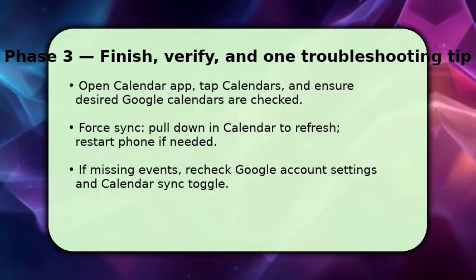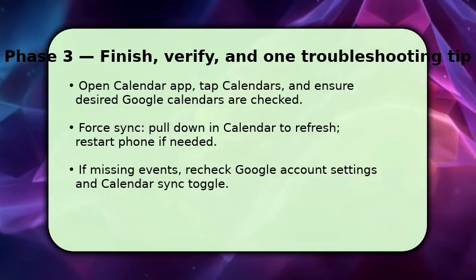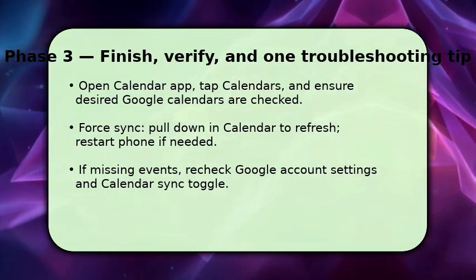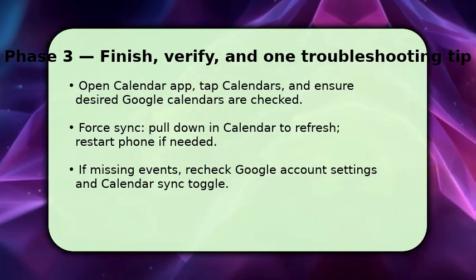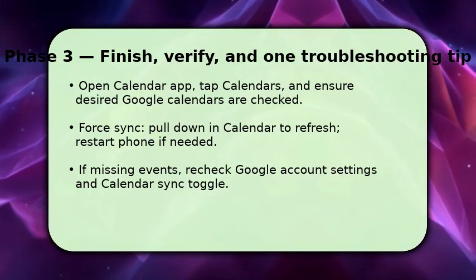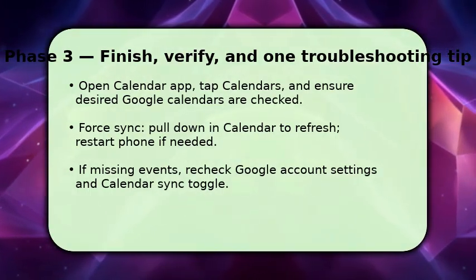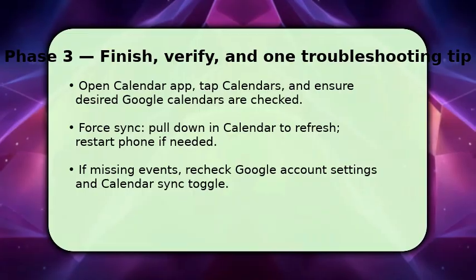That forces a sync. If that fails, toggle the calendar setting off and on in Settings Accounts or restart the phone to clear transient issues. One key troubleshooting tip: check Google account permissions at Accounts.Google.com. If calendar permission was denied, reauthorize it, then repeat the sync steps to restore events.